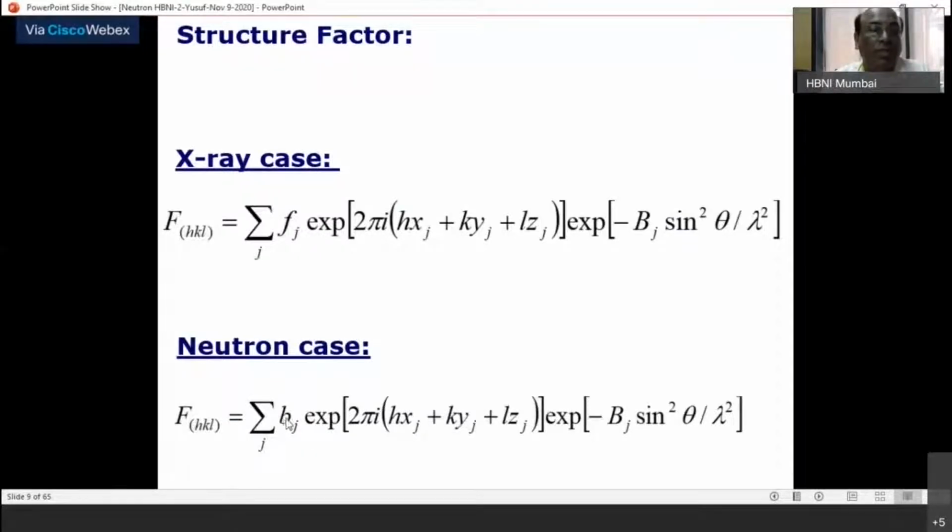It does not depend upon 2 theta or Q, or sin theta upon lambda. In other words, this b value for a given atom in your system remains unchanged, whether that atom contributes to a Bragg peak at a lower 2 theta angle or at a very high angle, let us say 100 degrees 2 theta. It does not have any decay as a function of 2 theta, unlike the X-ray case.